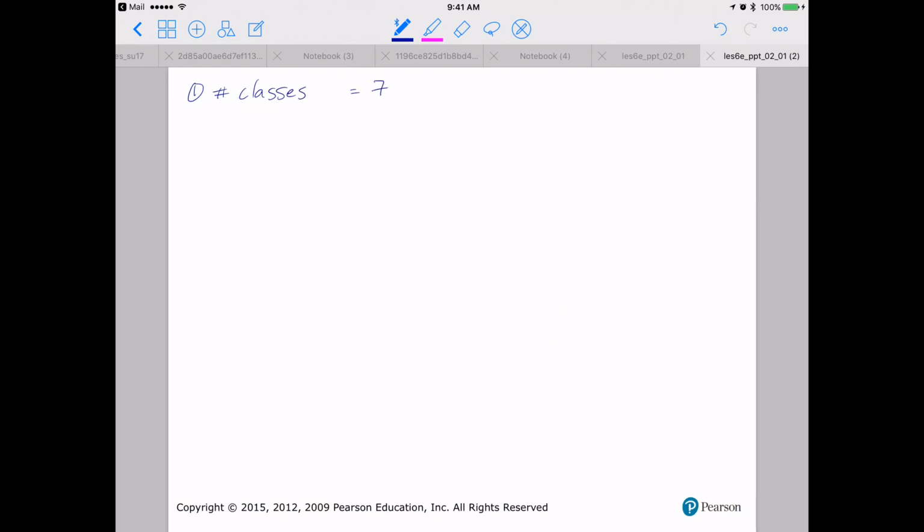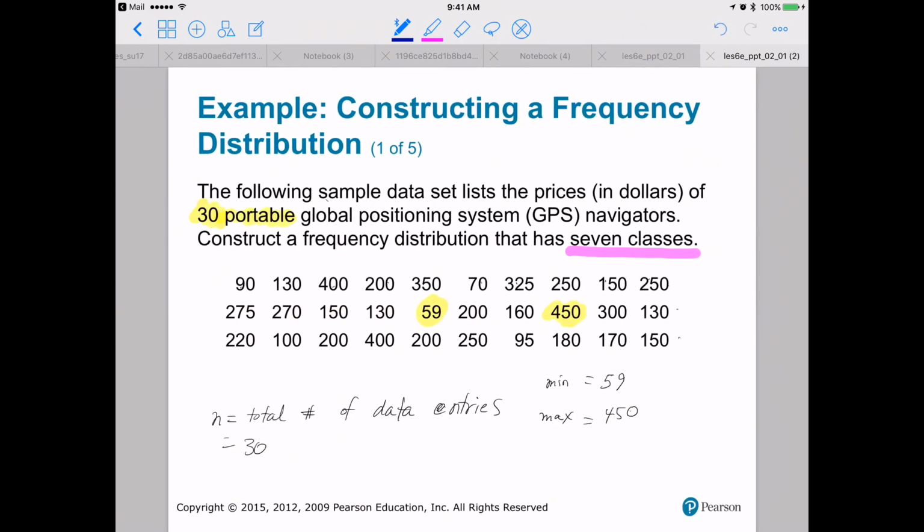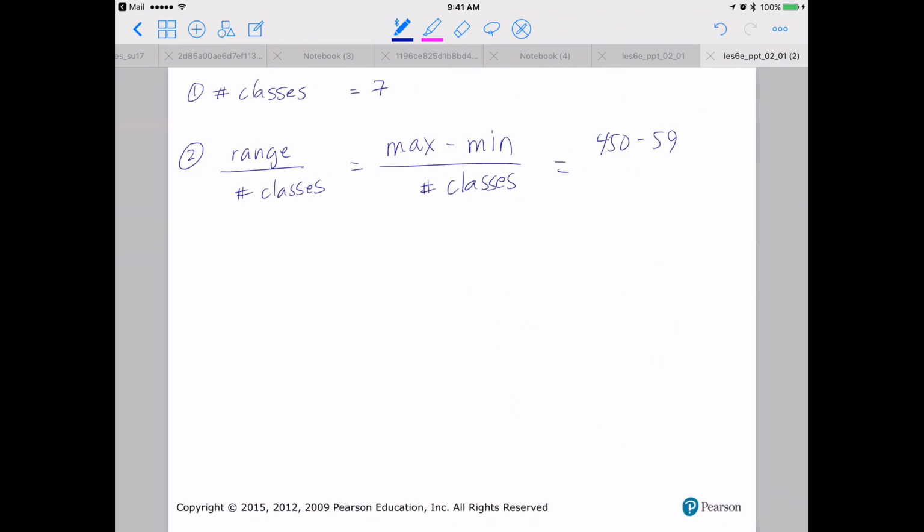Okay. Now, the second step is to find the class width. To find the class width, remember we need the range over number of classes. That's the first thing we do. Now our range is going to be max minus min, over number of classes. Now we said our max was 450 and our min was 59. So 450 minus 59 divided by 7. And what do we have? So 450 minus 59 divided by 7.